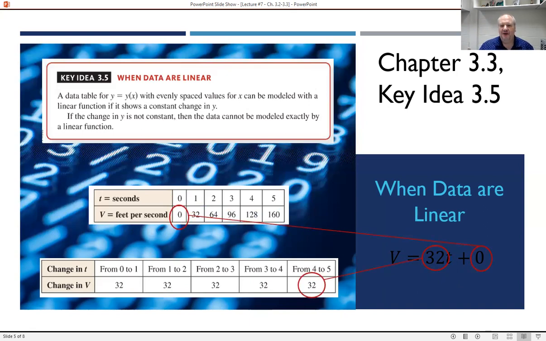All right, so just to reiterate once more, as you can see, I have some circles here in this slide to make it really clear. The idea is that constant change of 32 over and over again, since it's constant, is 32. And notice that since I have a value where x is 0, whatever that y value is, that's going to be the b, like we said.